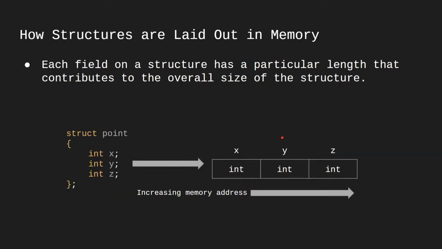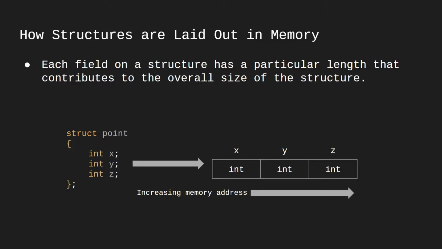So how are structures laid out in memory? It's a great question. Each field on the structure has a particular length that contributes to the overall size of a structure. Let's unpack that statement real quick. If we have a structure that has one field of size integer, that structure should only be of the length of that one integer field.